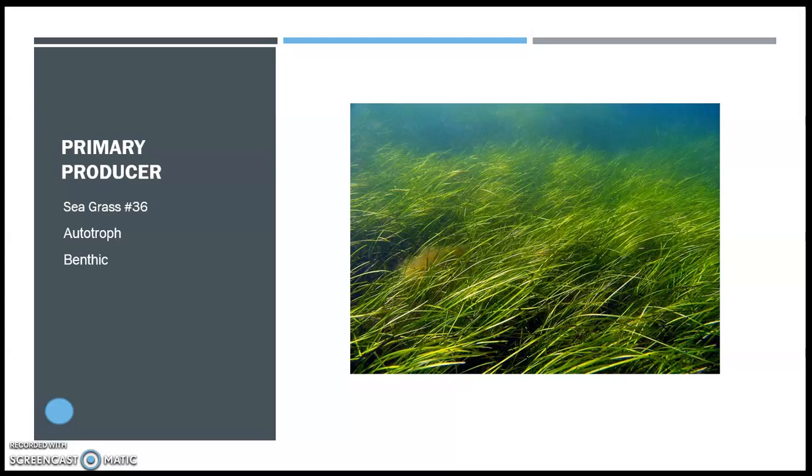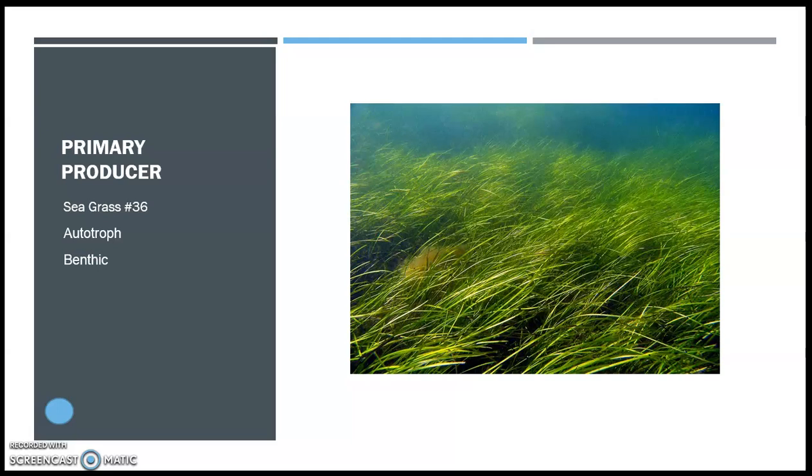Alright, so a producer. A producer makes up the first trophic level. It could also be called an autotroph, and it's an organism that can produce its own energy and nutrients, usually through photosynthesis or chemosynthesis. So seagrass would be through photosynthesis, not chemosynthesis. Like all autotrophic plants, seagrass is photosynthesized.